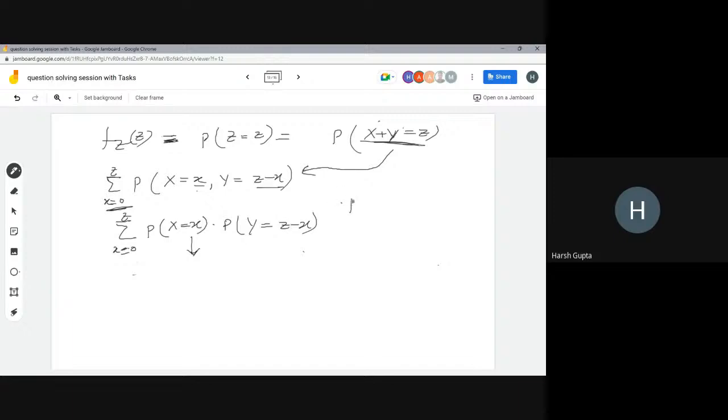You might not find that f_Z of small z is Poisson with lambda X plus lambda Y. You might not derive this distribution formula. But if the question comes, you don't even need to know this. You can just follow these steps, put the values there and sum up, making the conditions X equals 0 to Z, summing all the possibilities. You will get the correct answer even without using this Poisson lambda X plus lambda Y. That is very important, because this is very hard to remember.